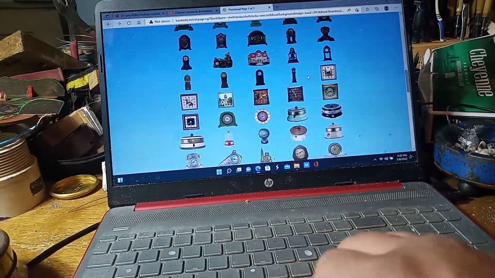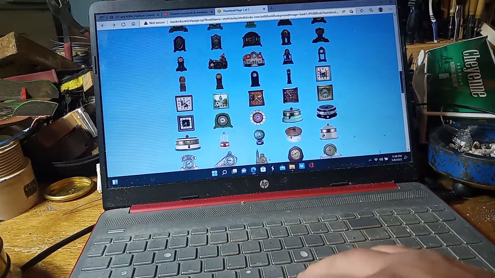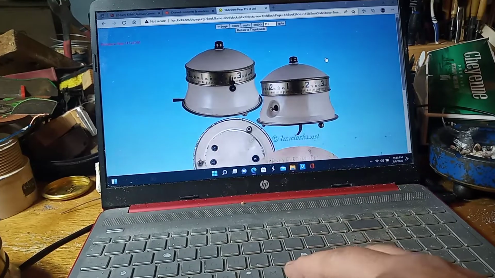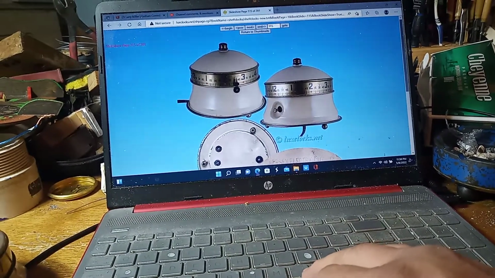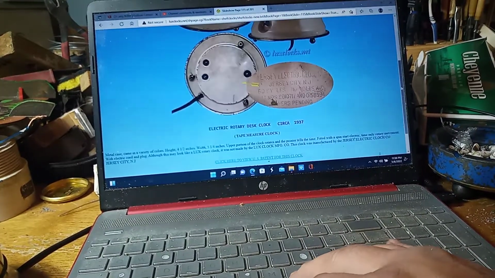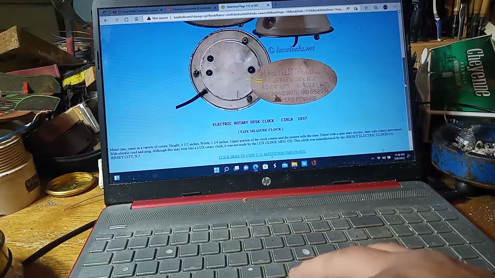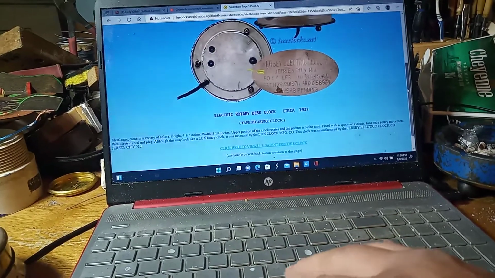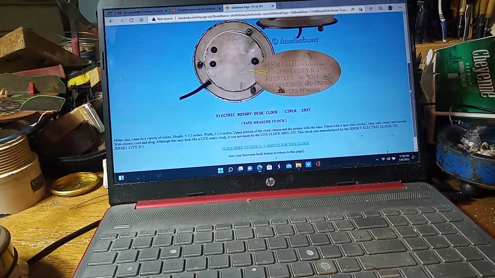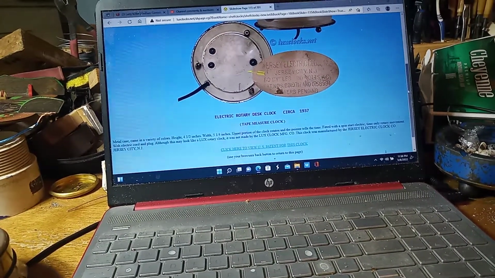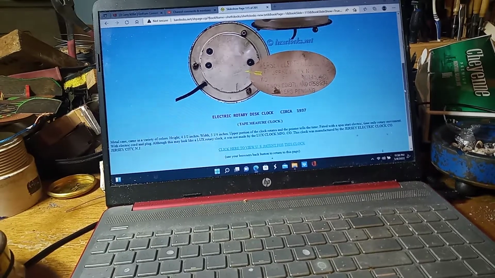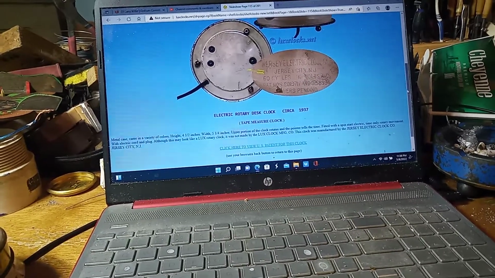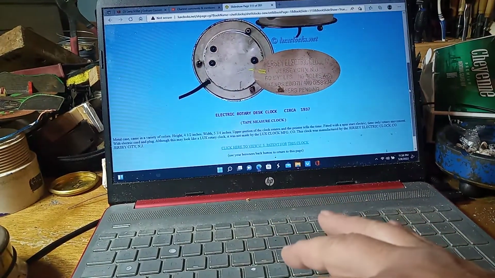And I believe they also made this, which is an electric rotary desk clock, circa 1937. Metal case came in a variety of colors, height 4.5 inches, width 5.25 inches. This clock was manufactured by the Jersey Electric Company, Jersey City, New Jersey.